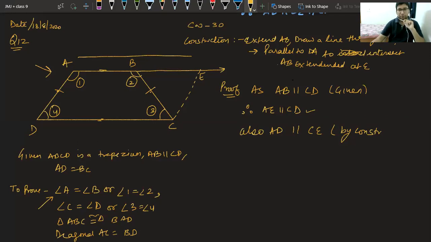It is a parallelogram construction. So as two pairs of opposite sides are equal, therefore AECD is a parallelogram. And with this, all our problems will be rectified now. Let us see how. We have to prove the first part, angle 1 equal to angle 2.